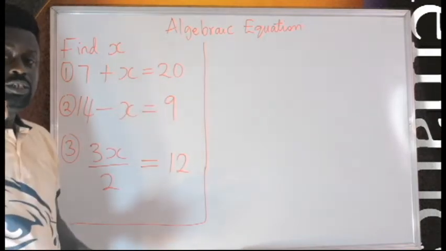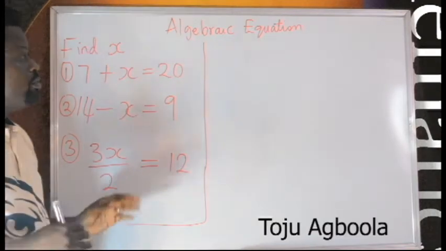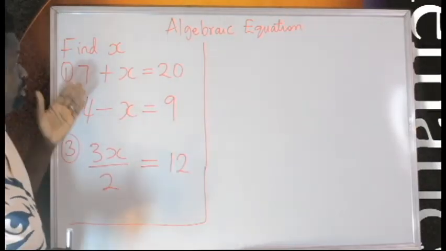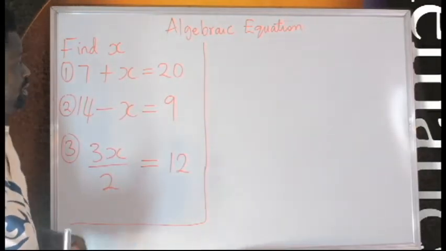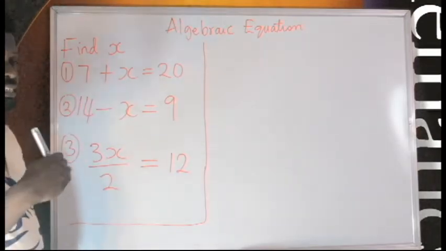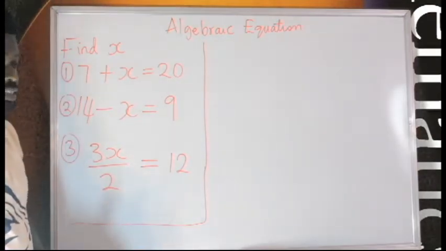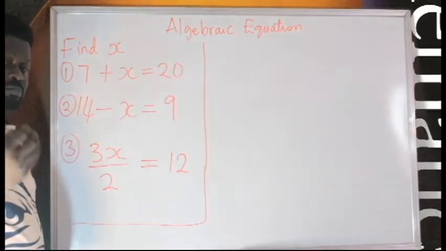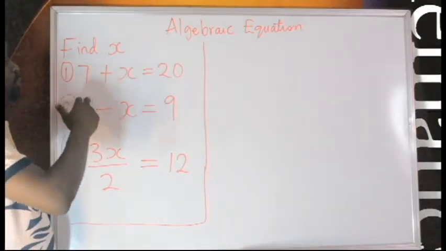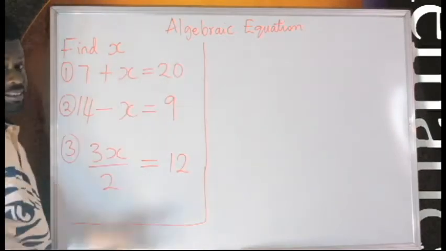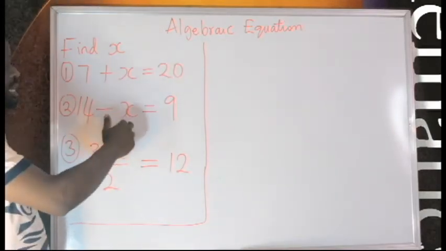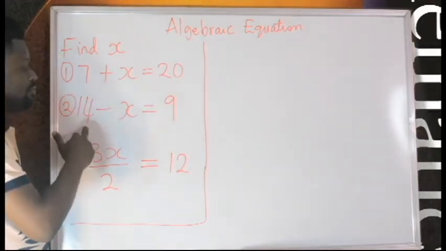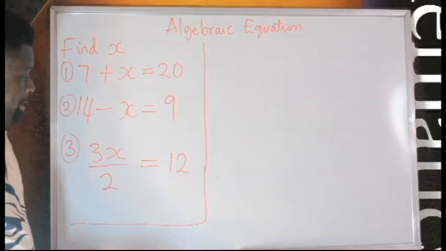In our last lecture, we wrote a statement, then converted the statement to an equation. This equation is the same thing as the statement written in the last lecture. 7 plus x equals 20 is the same thing as saying what must be added to 7 to make 20. 14 minus x equals 9 is the same thing as saying what must be subtracted from 14 to make 9.